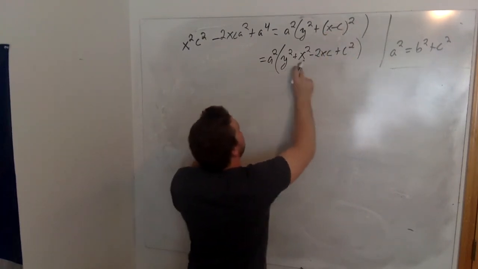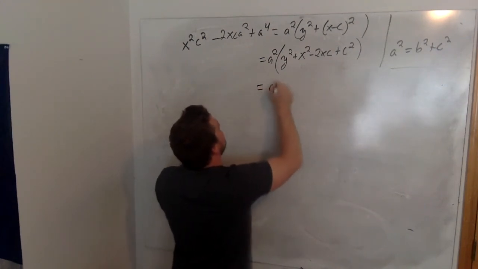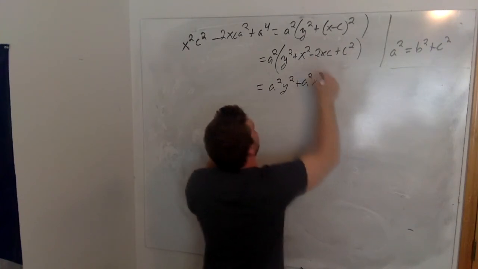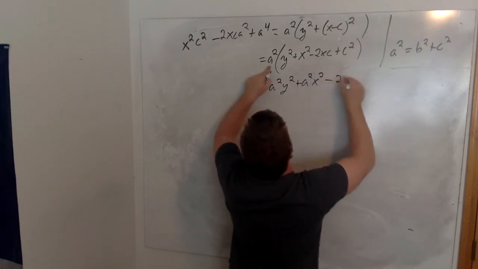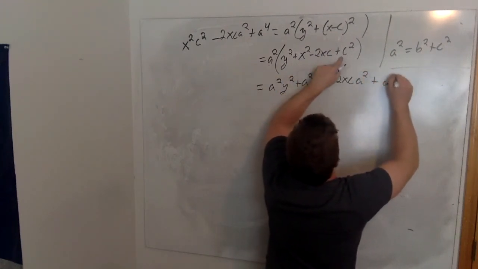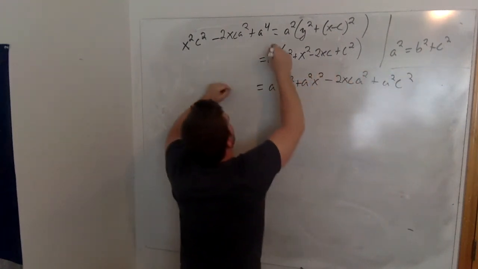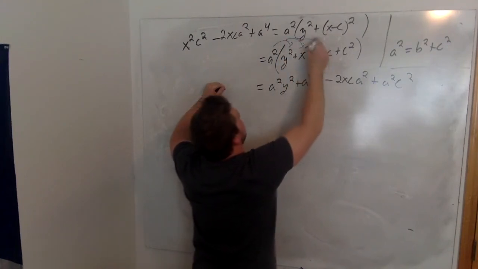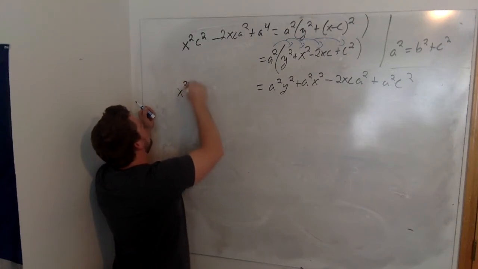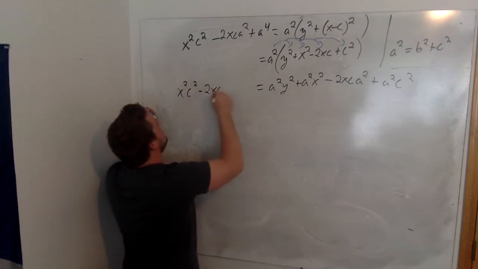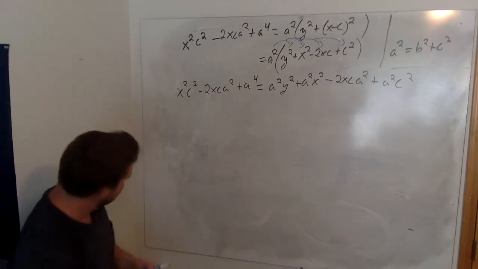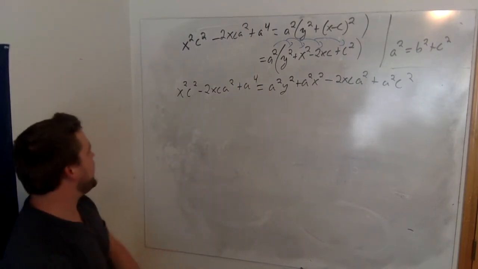And we're going to distribute that a squared in, so we're going to get a squared y squared plus a squared x squared minus 2xc a squared plus an a squared c squared. All I'm doing is distributing this a squared into these parentheses. And on the left-hand side, we have x squared c squared minus 2xc a squared plus a to the fourth.